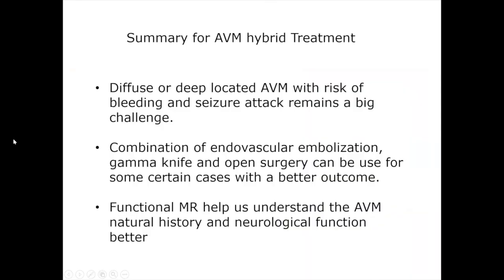So it's a summary for AVM hybrid treatment, especially for those diffuse or deep located AVMs with the risk of bleeding during the surgery and also seizure attacks, even with embolization or surgical resection. So for those patients, the combination of endovascular embolization, maybe one or two gamma knife, and then followed by the open surgery to finally treat them with a better outcome. Also, we used not only the angiogram in the hybrid, but also the functional MR.